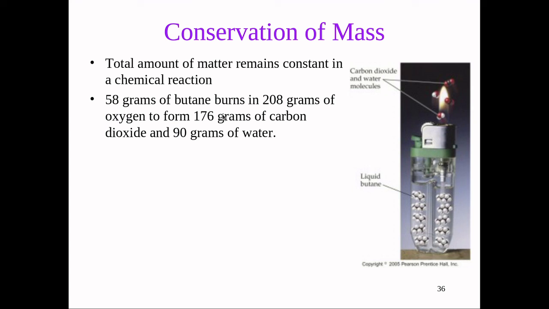Let's put some numbers to this. If we had 58 grams of butane burn with 208 grams of oxygen to form 176 grams of carbon dioxide and 90 grams of water. So here is our starter chemical reaction. We have our reactants here, butane and oxygen. We have our products here, carbon dioxide and water. We're drawing an arrow to indicate that a chemical reaction has happened. These are going to carbon dioxide and water.